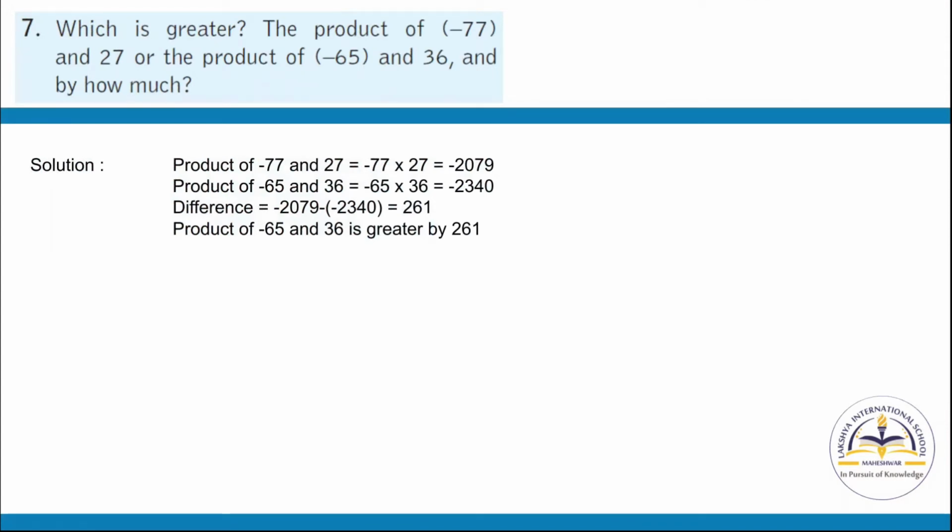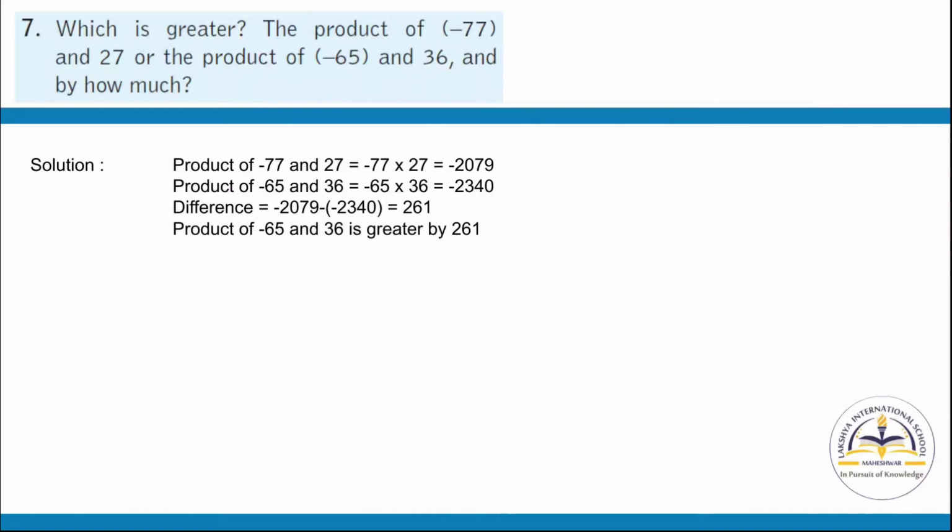Question number 7, which is greater, the product of minus 77 and 27 or the product of minus 65 and 36? First of all, we have to calculate the product of minus 77 and 27. The answer will be minus 2079, and the product of minus 65 and 36 will be minus 2340. So let's take out the difference between the two numbers. When we take out the difference, we will get 261.